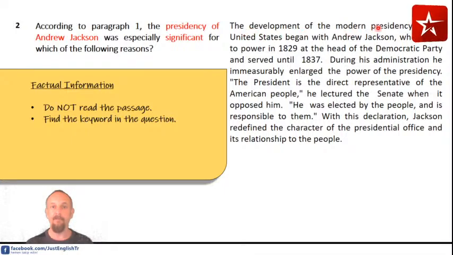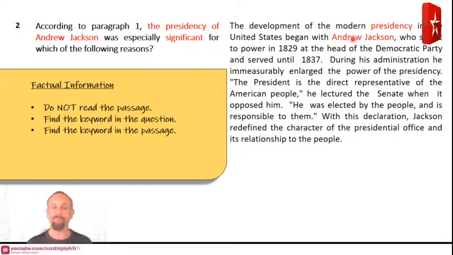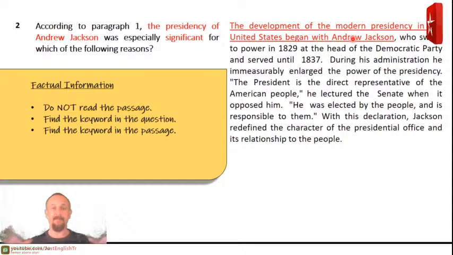And if they're modern presidency, so Andrew Jackson, we've got those keywords there. So I found those keywords, and I know that really this sentence is going to be enough for me. I don't require any other information. The remaining part of that passage in black is no longer important, not really.